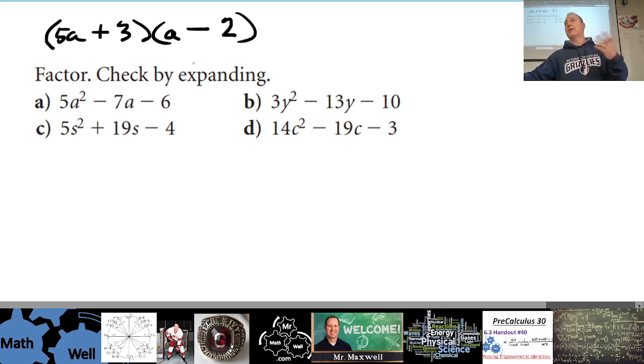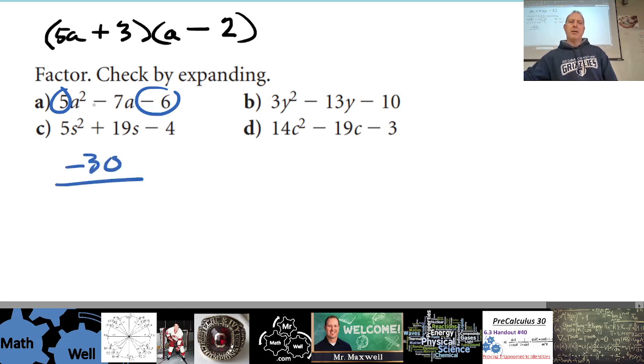Now let's do it by decomposition. So let's refresh our decomposition here. So what we do, again, we're looking at this as the question, letter A. I multiply 5 times negative 6 to get negative 30. Now that number is the number we're going to focus on for decomposing the middle term, which is where the decomposition method comes from. We're going to decompose or break up the middle term. So what are the factors of negative 30 that add up to negative 7? Can you think of any?